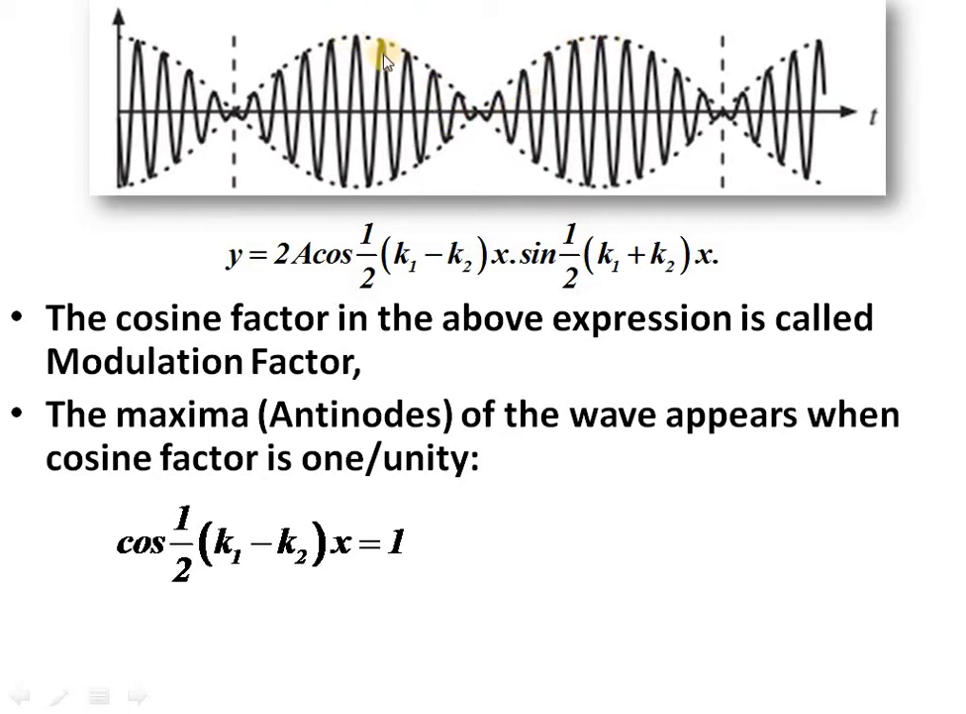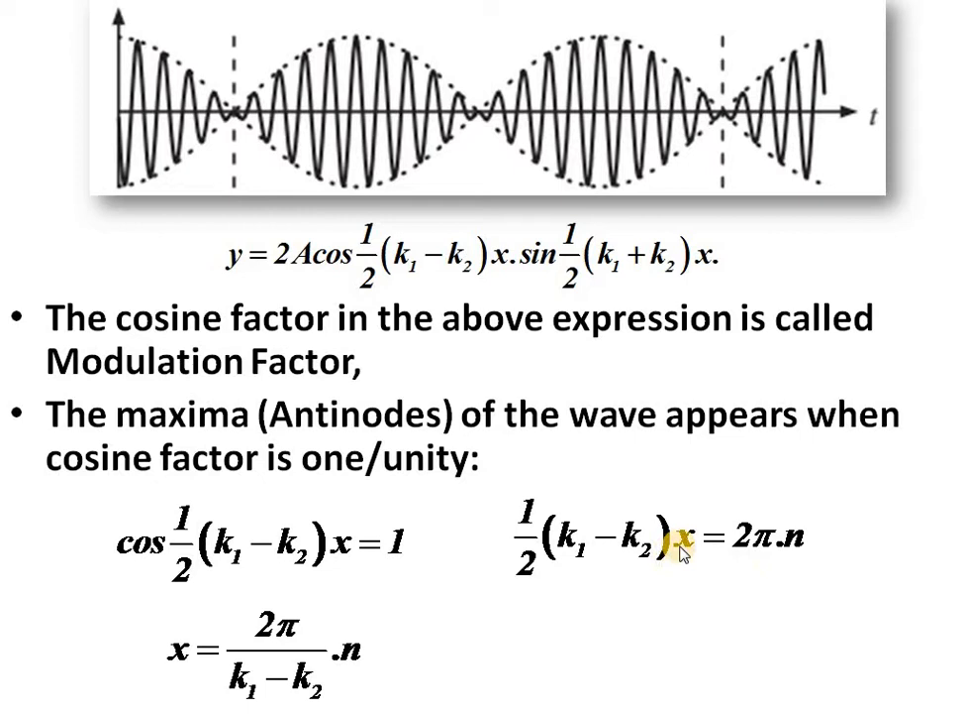Or this point. For every such point, that means for peak values, or in terms of antinodes, whenever the cosine of this argument becomes 1, the wave's amplitude will be maximum and you get a peak. For that to happen, this angle should be an integral multiple of 2 pi. You know cos 0, cos 2 pi, cos 4 pi, all those are 1. So you can extract the value of x there.